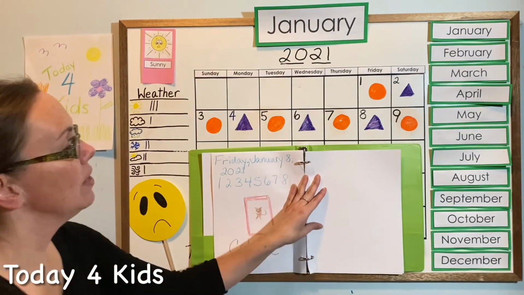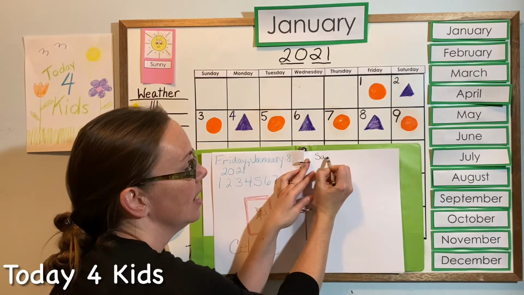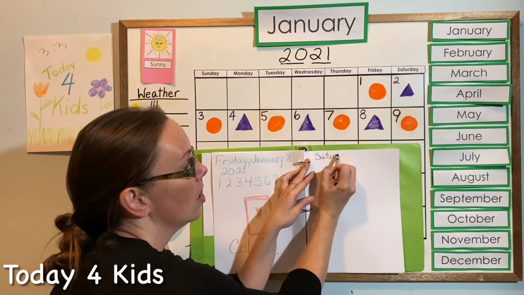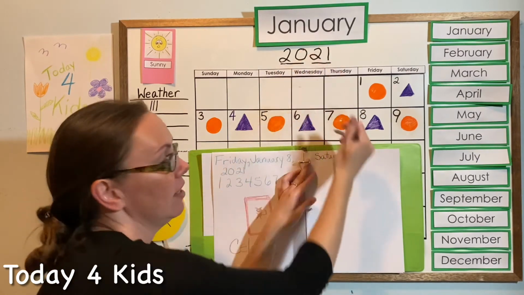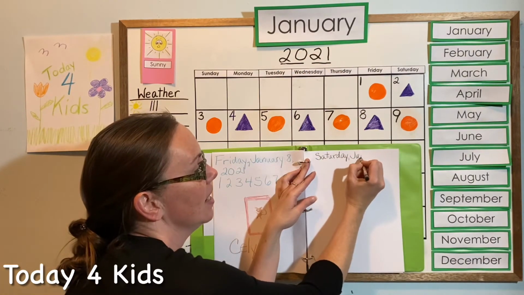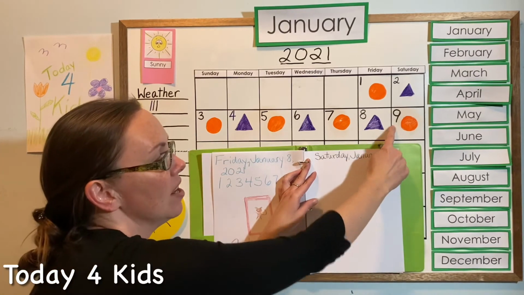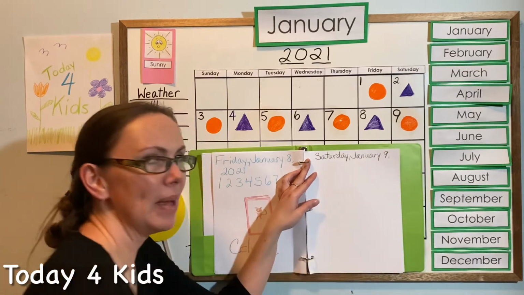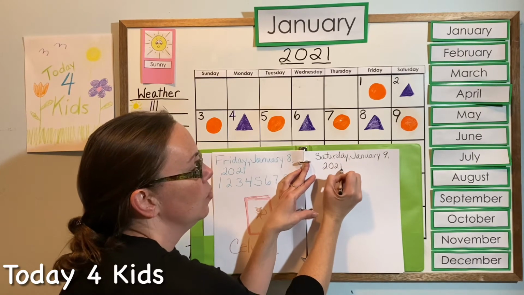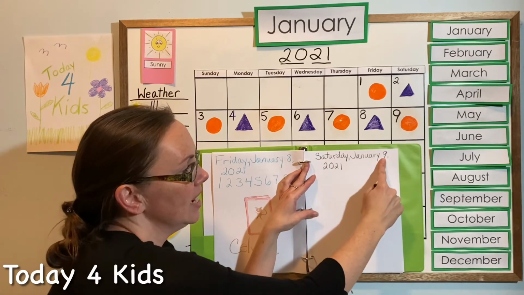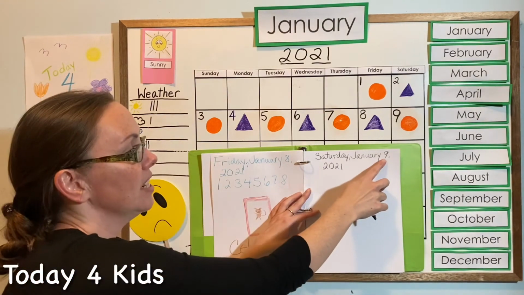So let's start by writing the day. It's Saturday, so capital S-A-T-U-R-D-A-Y. January. J-A-N-U-A-R-Y. And then the number 9. I ran out of space again, so I'm going to put the year underneath it. 2021. Saturday, January 9th, 2021. And we are on January 9th, so there's 9 days.